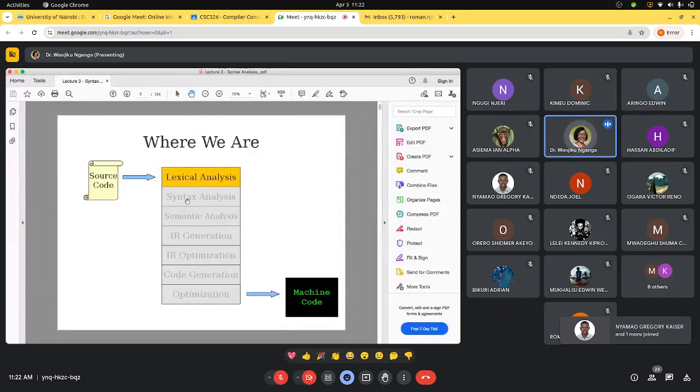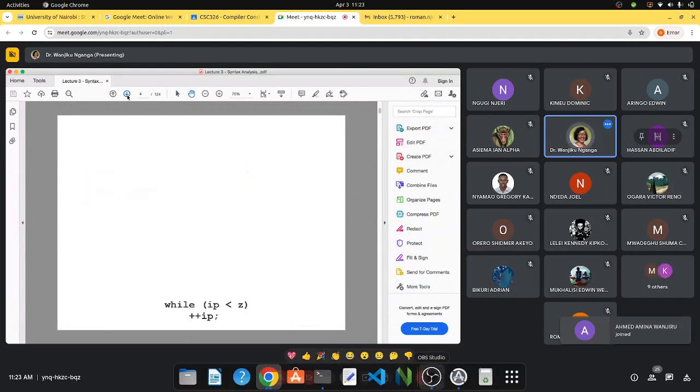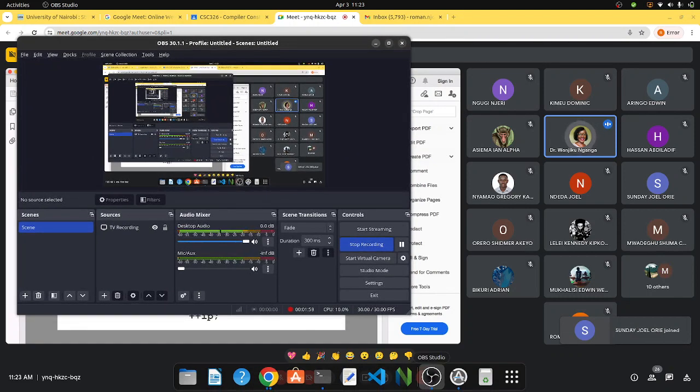So we move on to syntax analysis. From what we had said last time, we know that the role of the parser, which does syntax analysis, is really to try and figure out the structure that the token stream from the scanner has vis-a-vis the grammar for that language.